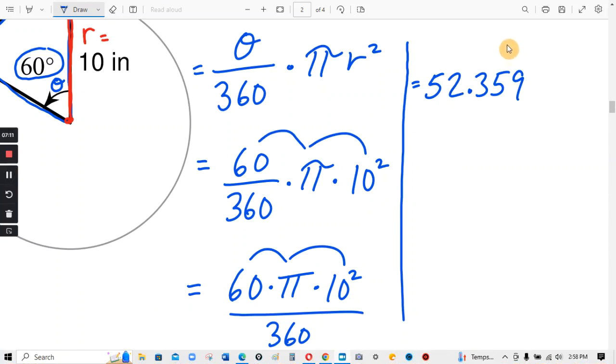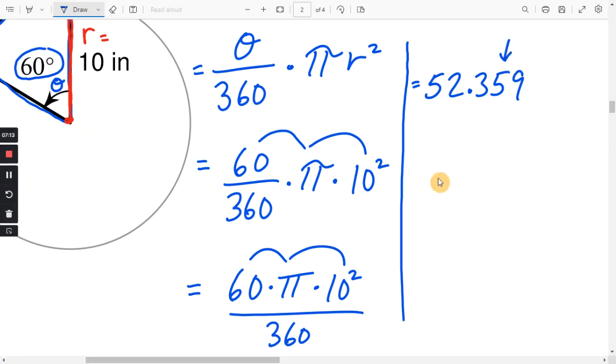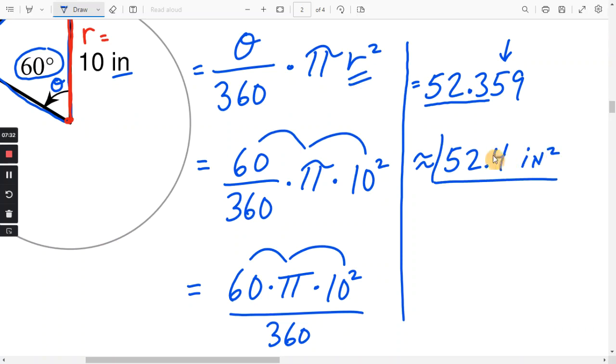Rounding to the nearest tenth, you look at the second decimal. If it's 5 or more, you round it up. So that is going to be 52.4. The units on the radius were in inches, but the radius got squared, so the units are going to be inches squared. That makes sense because the units on an area are always squared.